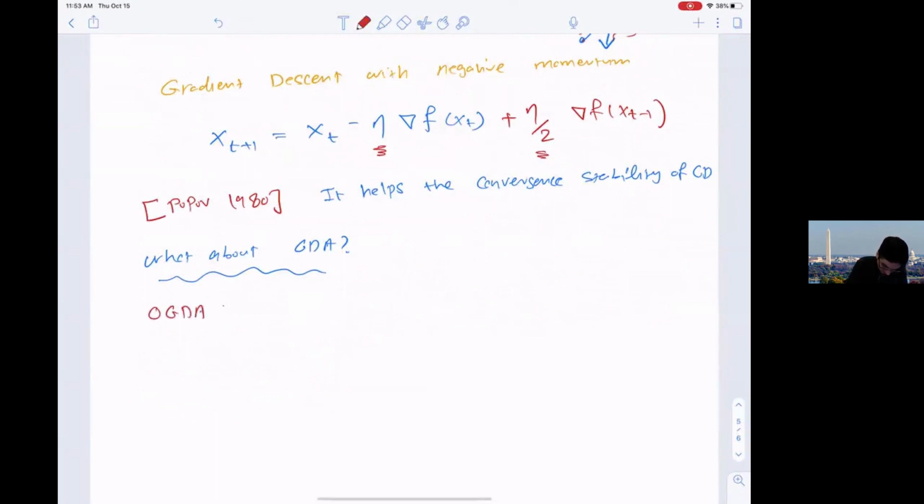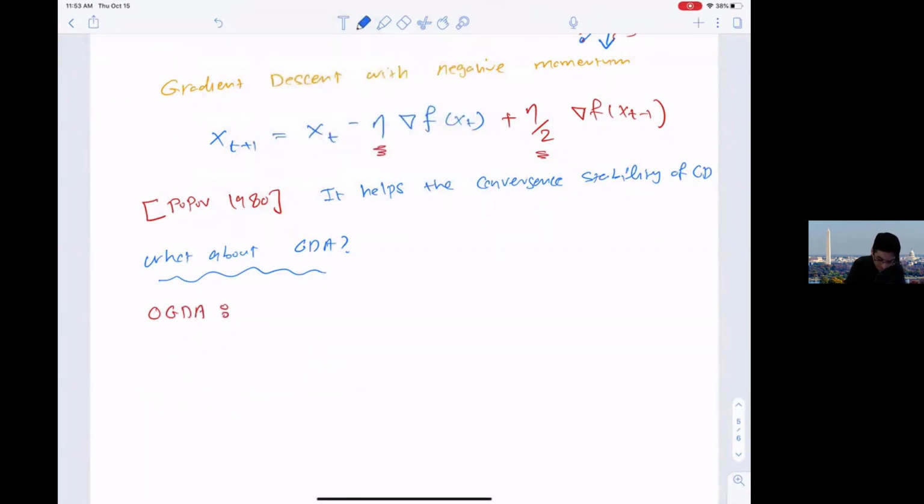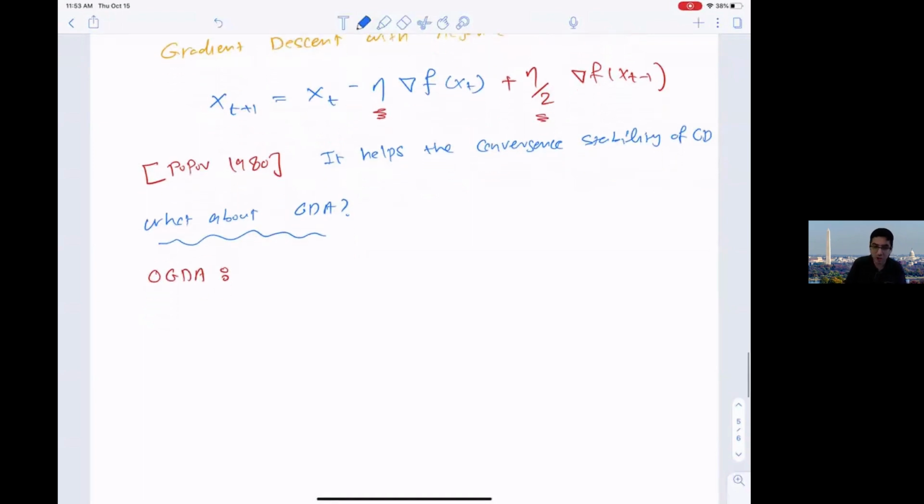OGDA dynamics. The OGDA dynamics is very similar to gradient descent with negative momentum for each set of max and min variables. Within OGDA, we have xt plus 1. Before we had xt minus eta times the gradient at xt, yt, right? So this is my previous update for gradient descent. But now I'm going to add a little bit of my past gradient to undo my gradient at this time.